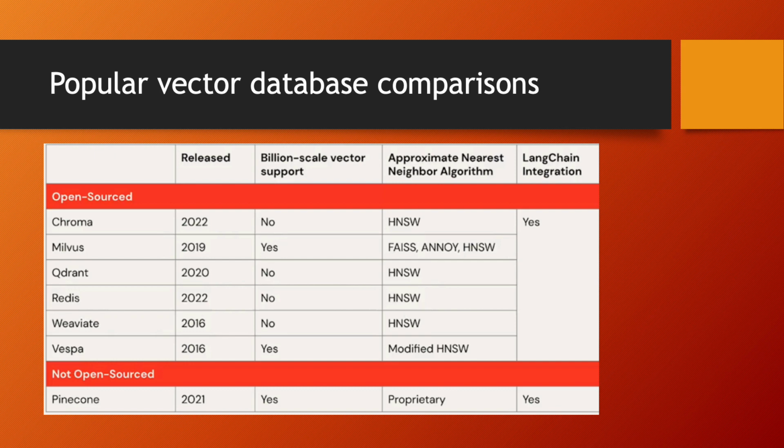Here are some popular vector database comparisons. The open source ones would be Chroma, Milvus, Quadrant, Redis, Weaviate, Vespa. Non-open source would be Pinecone. And you can look at the rest of the metrics.